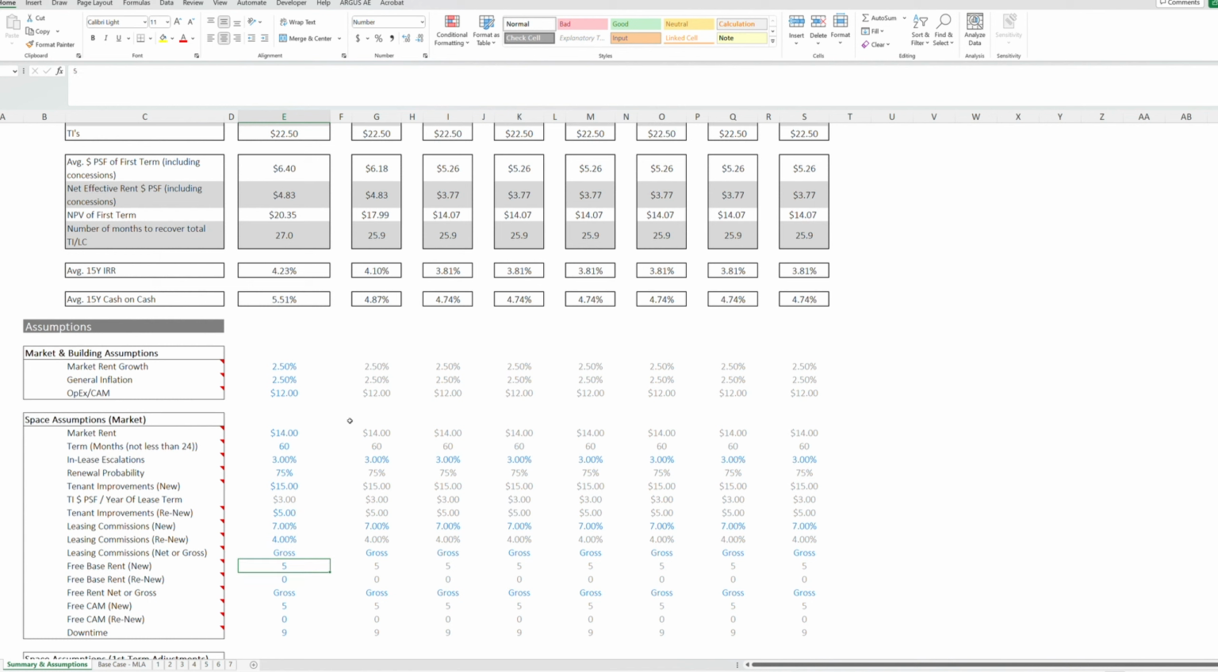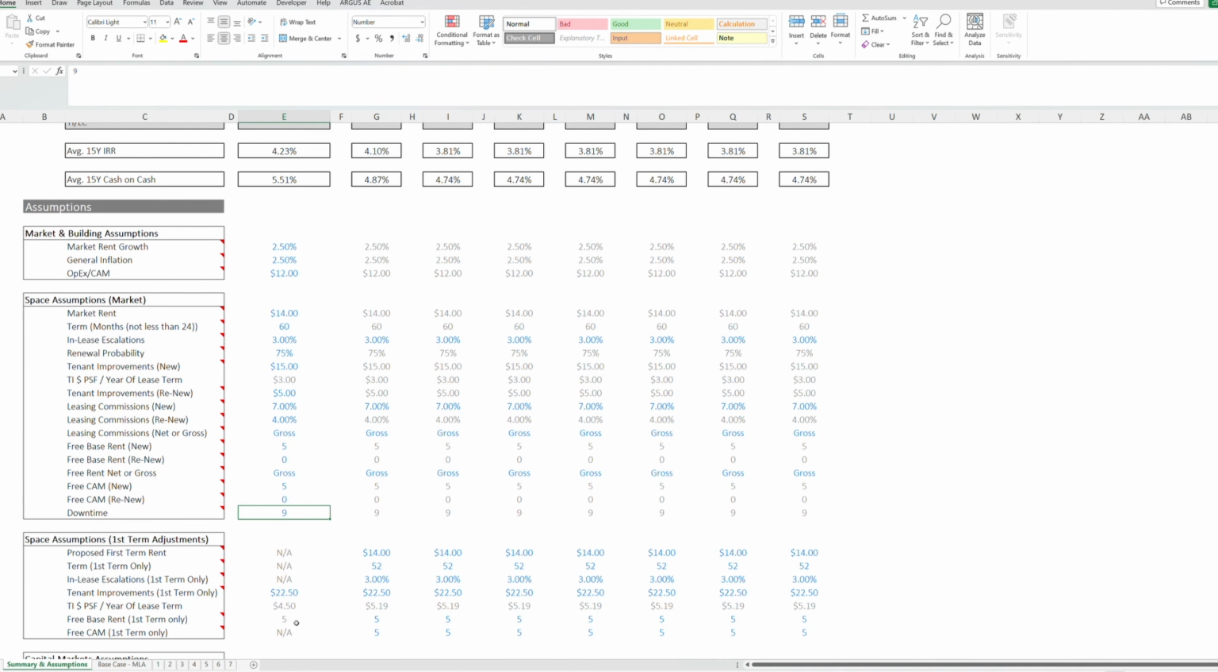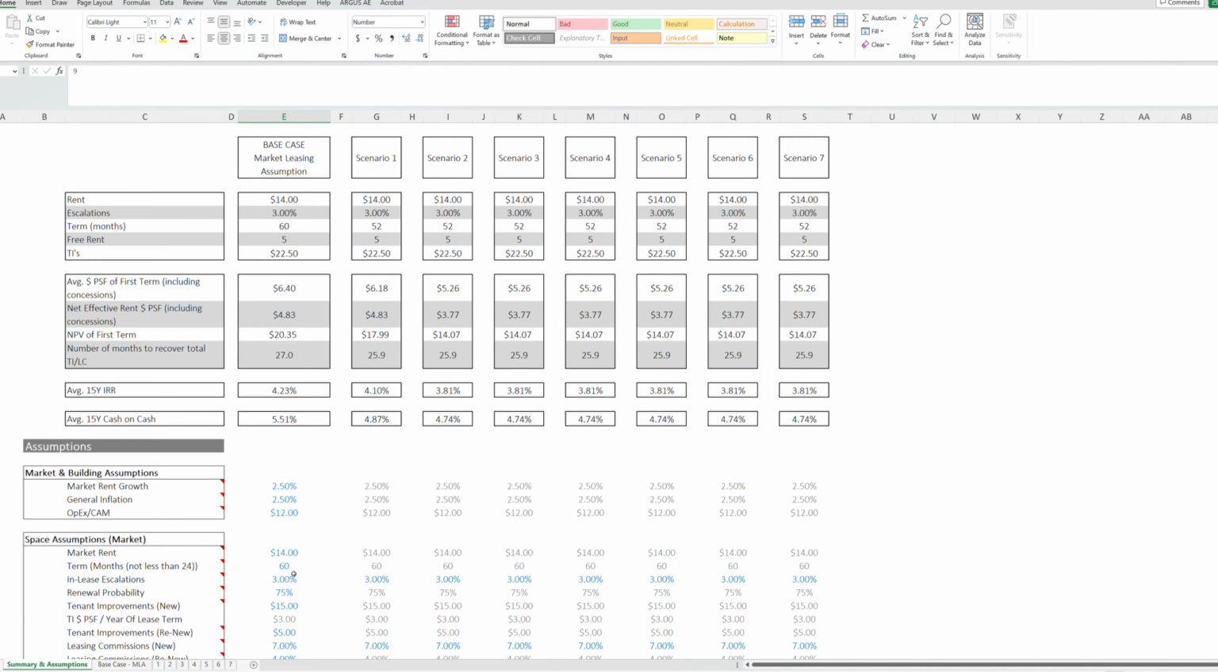I'm going to give away 5 months of free base rent. I'm not going to give any free base rent for renewals. And then the same thing on the CAM, 5 months of free CAM. And then downtime: when a space goes vacant after 60 months, it's going to stay vacant for 9 months. That's just kind of what I assume for this particular space.